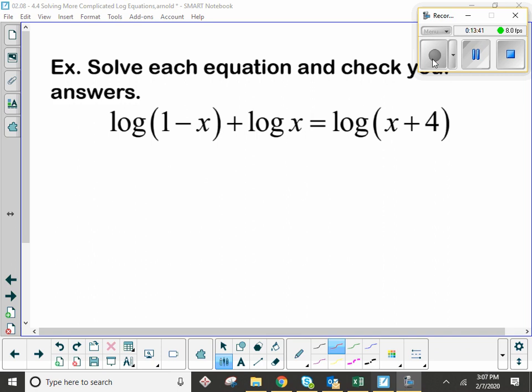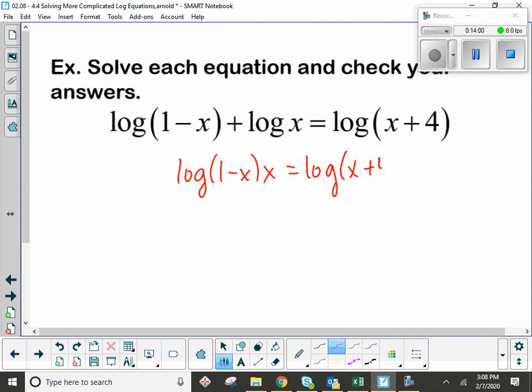You all began correctly. You compressed on the left using what? Multiplication or division? Multiplication. So this became log of 1 minus x times x equals log of x plus 4. There's no constants anywhere. So once you have log of something equals log of something, you just get rid of the logs and bring down their values.